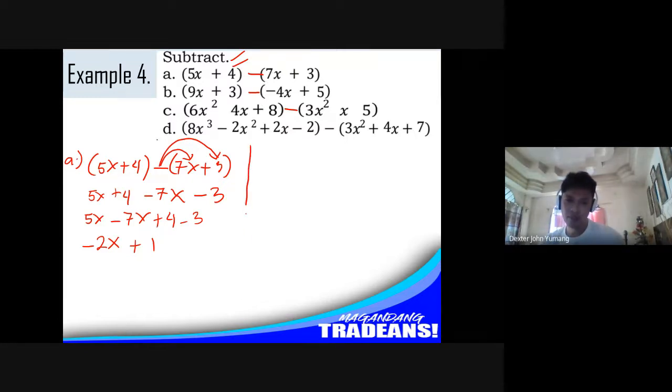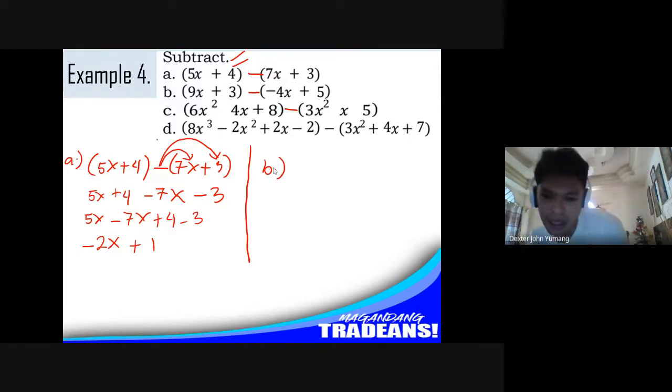Okay? For letter B, kayo daw po mag-try ng sagot sa letter B. Tingnan natin. Hindi naman to recitation, pero i-compare natin kung tama ang pagsagot nyo. For letter B, kayo naman po magsagot.